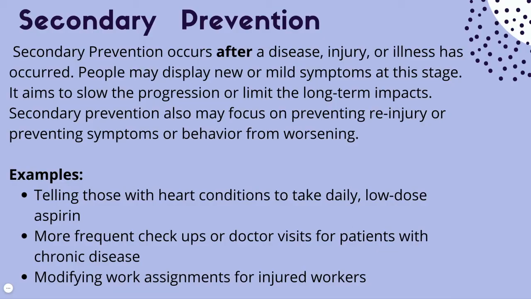So that would put them in that secondary prevention phase, but we want to modify their work for them so they don't get re-injured, right? If someone has, say, a broken leg, we're going to make accommodations for them. We're going to allow them to take the elevator. We're not going to want them to be on their feet on this broken leg so that their injury could get worse. So that's secondary prevention.